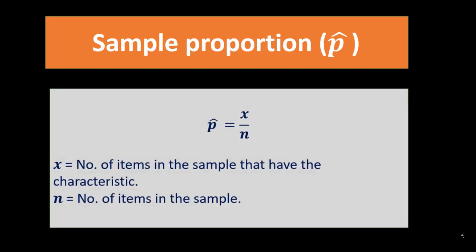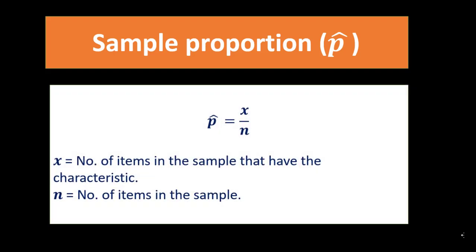First of all, let us see the meaning of sample proportion. Sample proportion is denoted by p hat and is given by the formula x over n, where x is the number of items in the sample that have the characteristic and n is the number of items in the sample, that is the total number of items in the sample. Now, let us try to understand this with the help of certain examples.